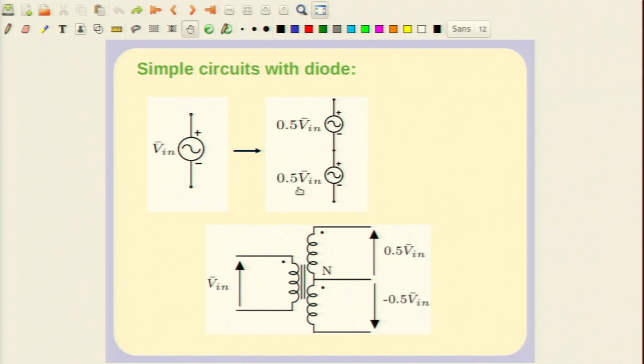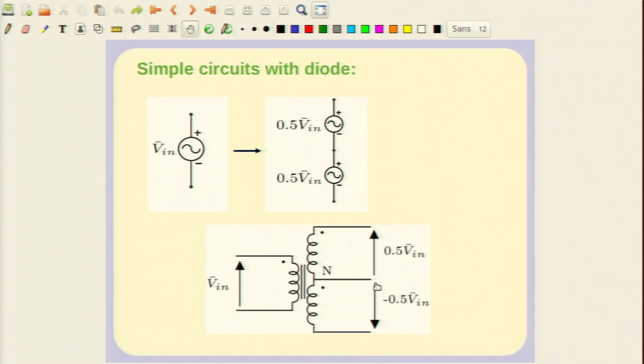You can use a transformer. You can apply the voltage V in, and using a transformer you can get, in fact, half of V in and half of V in. Of course, if you measure the voltage in the direction shown by the arrow below, you will find that the potential drop in this direction is minus 0.5 V in. Okay. So, this is essentially how you can implement it.